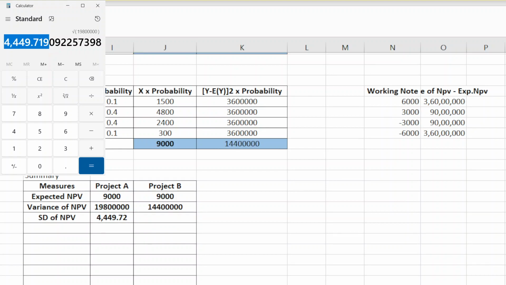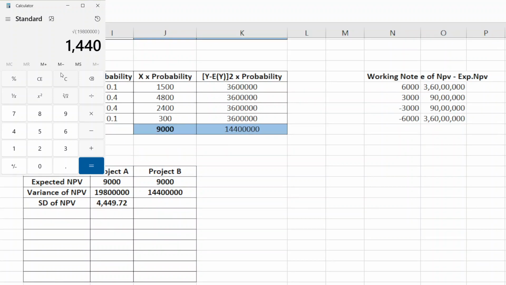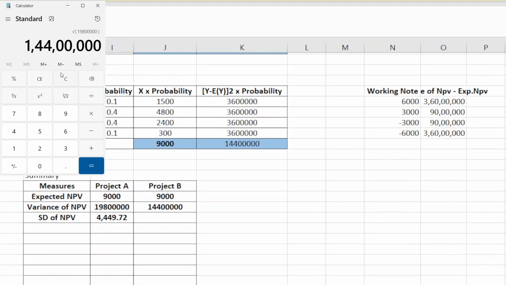Second one, 1 crore 44 lakhs. The square root of it is my standard deviation, that is 3,794.73. Let it be like that because the decimal is that much. Yeah, done. Hope you're understanding. I got the answer. Correct?